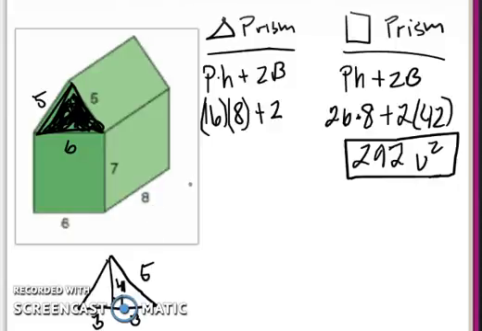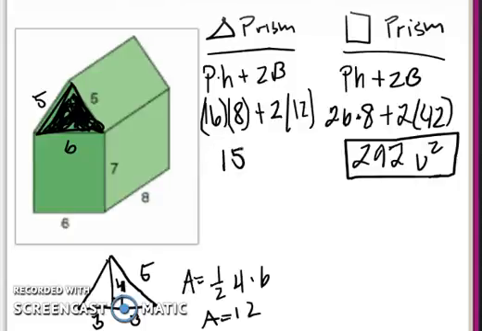So my height is 4. So the area of the triangle is actually 1/2 times 4 times 6, which is going to be 12. So we get 12 here. Okay, let's go ahead and do all of our math. 16 times 8. Okay, we get 128 plus, we're going to do 12 times 2, which is 24. So we get 152 units squared.